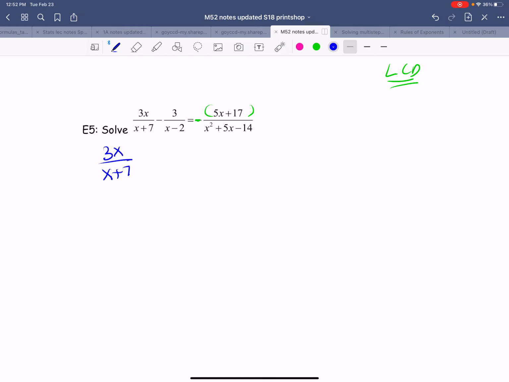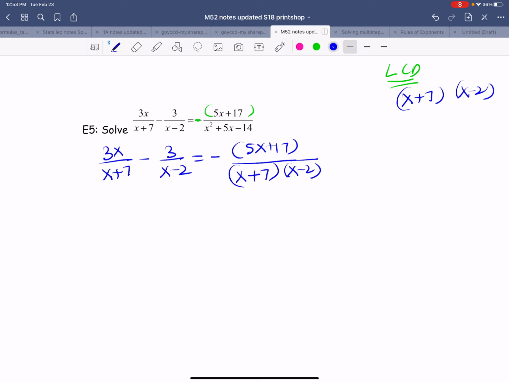3x over x plus 7 minus 3 over x minus 2 equals -5x plus 17 over x plus 7 times x minus 2. Okay, x plus 7, x minus 2. Let's see now, what's my LCD here? Looks like the LCD is x plus 7 times x minus 2.